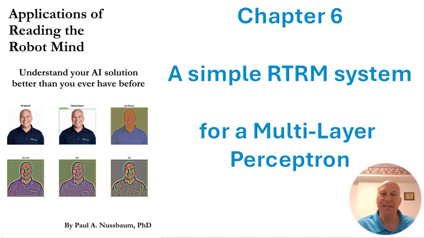Welcome to Chapter 6 of the Reading the Robot Mind book. We're going to go over a simple RTRM example using a multi-layer perceptron, otherwise known as a dense or fully connected neural network layers. Today I'm going to answer a real question that someone asked me on Reddit just yesterday.